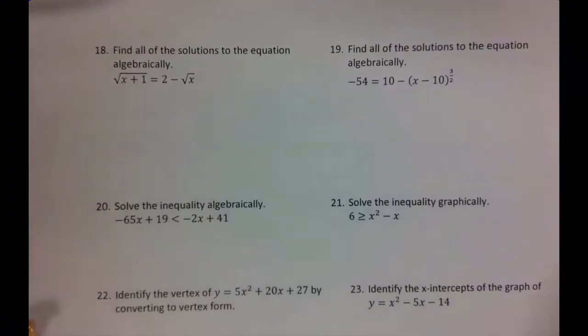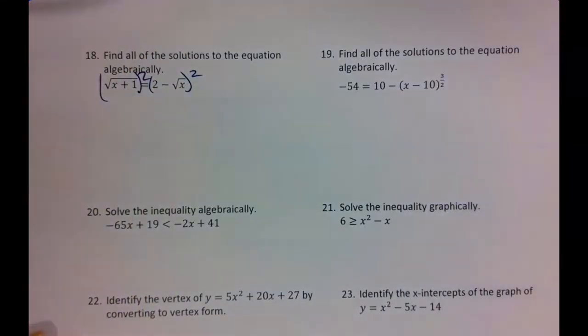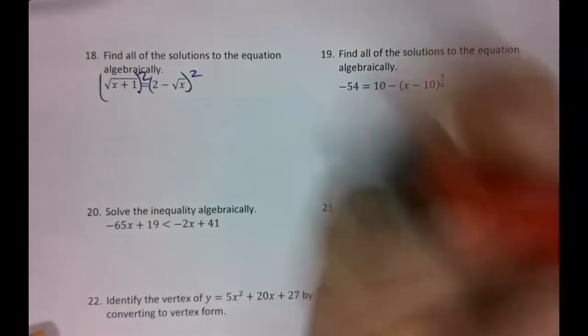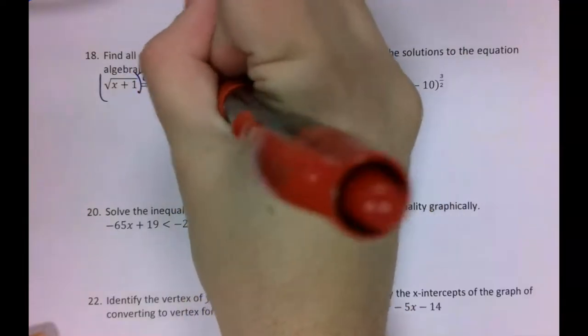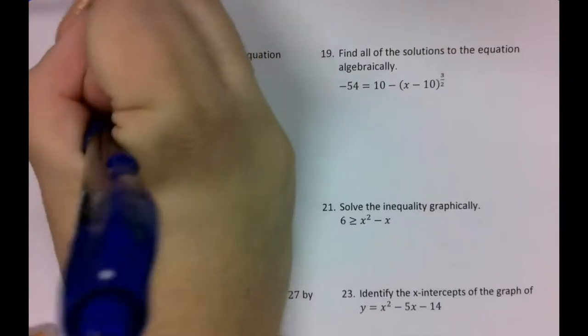Okay, so in this one, I again want to start off by squaring both sides. Because I have two radicals, I'm going to have to do this twice. So I'm going to start off by squaring my first side. When I get to the right side and I square, remember this is the same thing as multiplying by 2 minus the square root of x twice. So on the left side, the radical just goes away. On the right, I want to distribute.